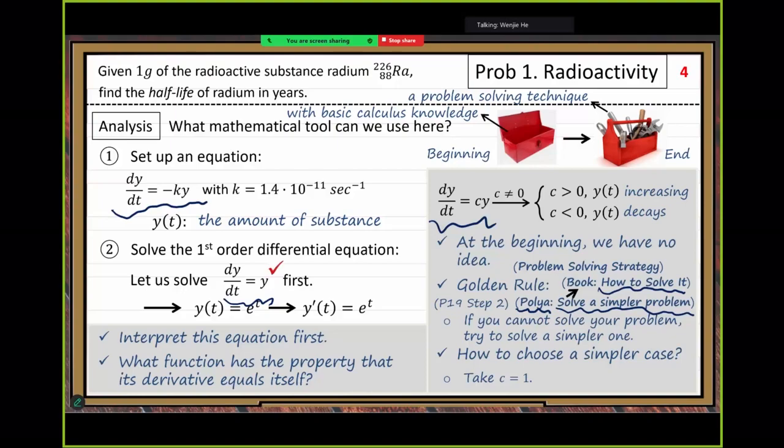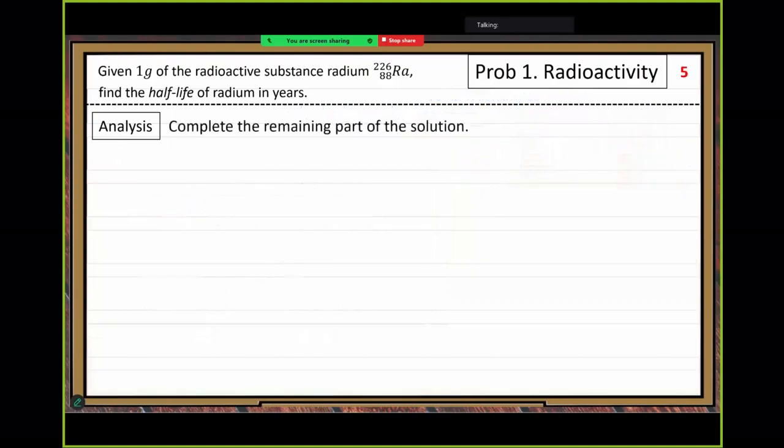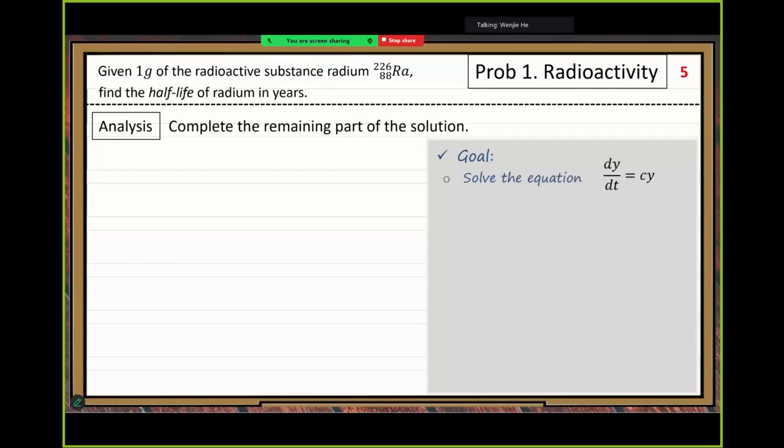Let us complete the remaining part of the solution. Our goal, because that's our target equation, is that we need to put the C back. The question is, where to put that C? What do we have so far? We have one solution.